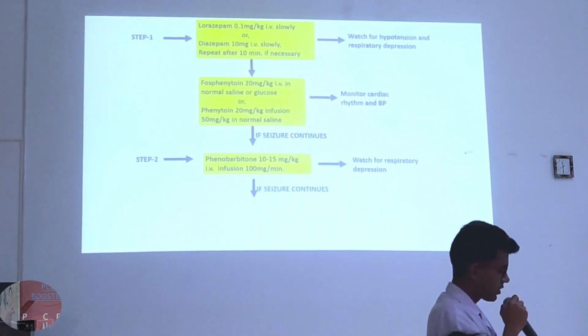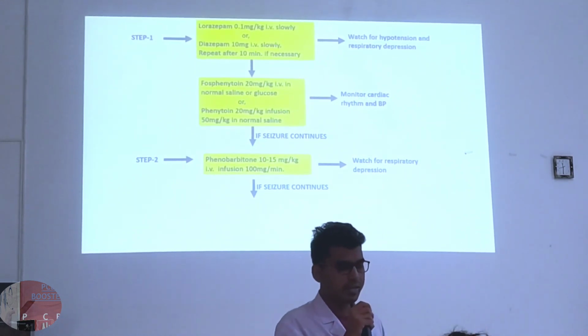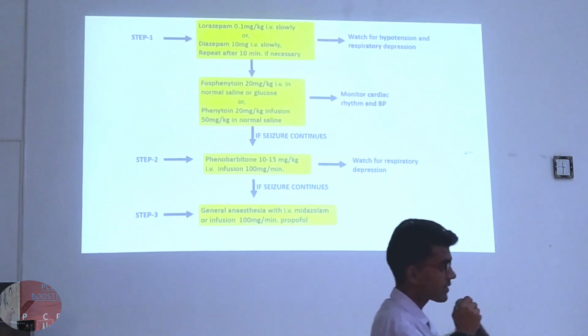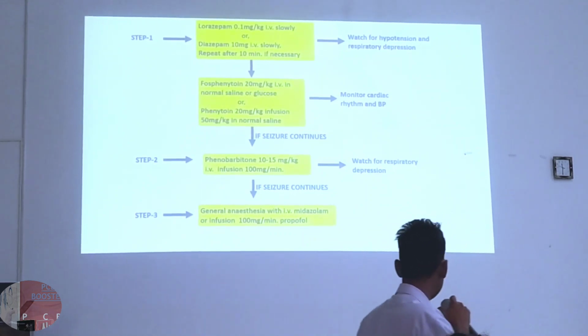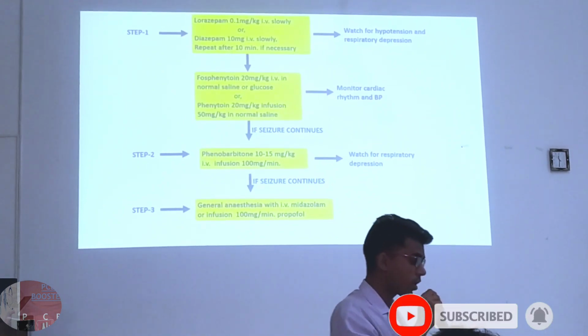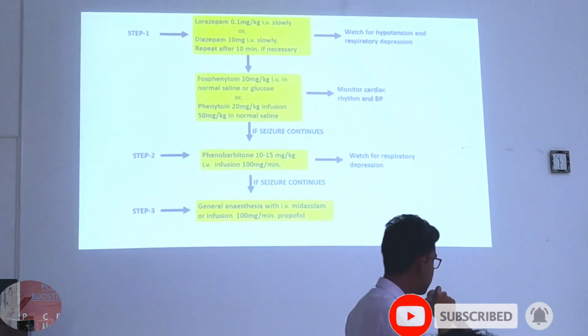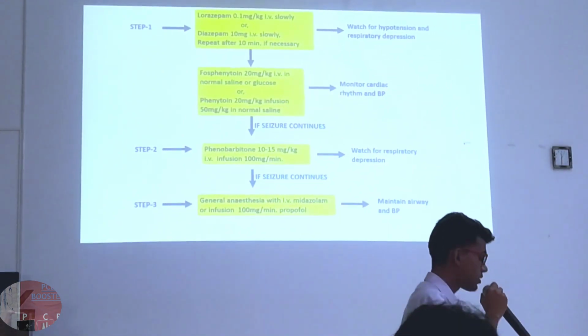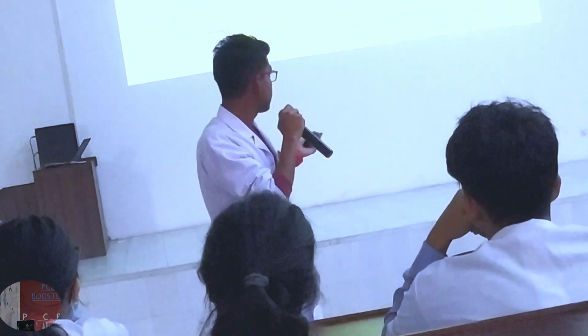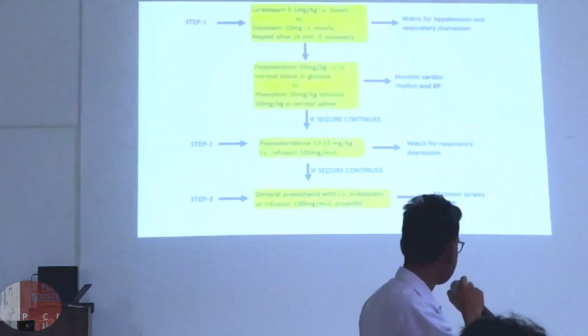Then again, if the seizure is not controlled here, it is the case of refractory status epilepticus, and we have to shift the patient to the ICU and immediately start general anesthesia with midazolam or propofol. Here our drug of choice now is propofol, because it will act immediately on the patient and help to control the seizure, and again we have to maintain the airway and the blood pressure.